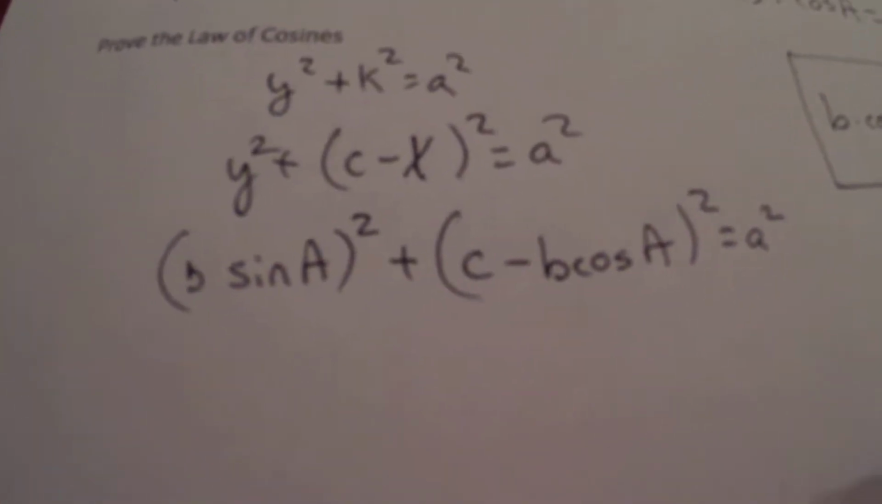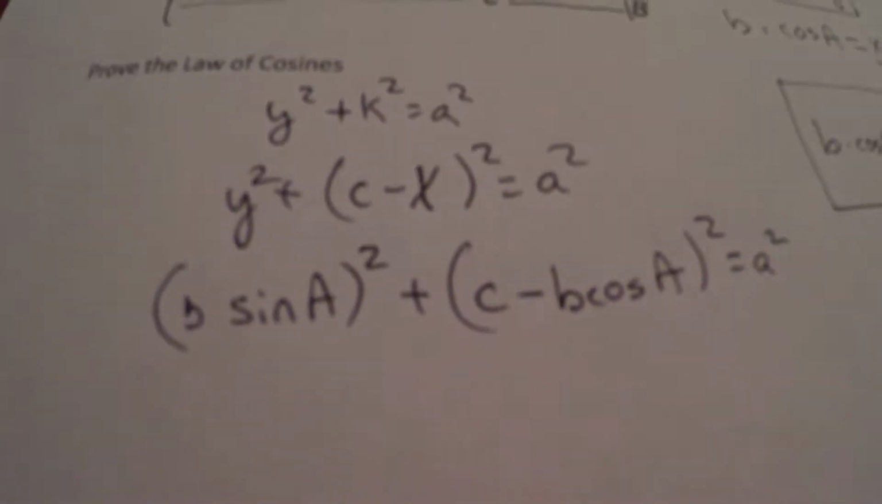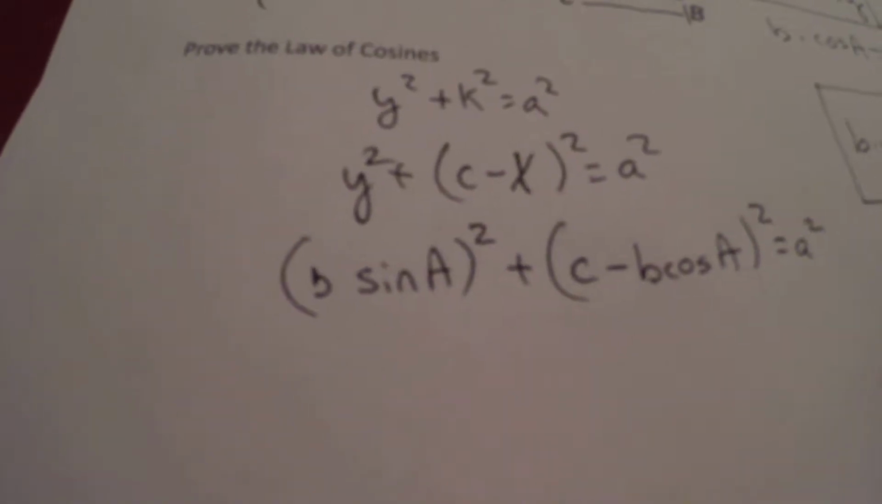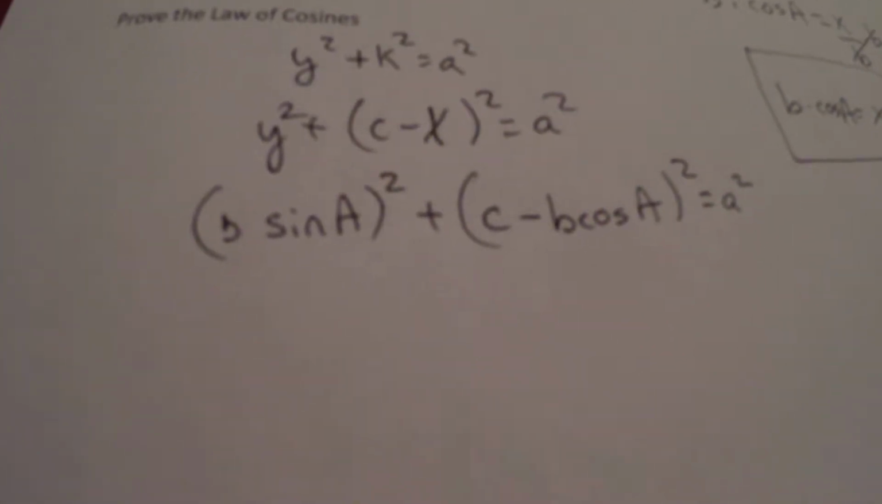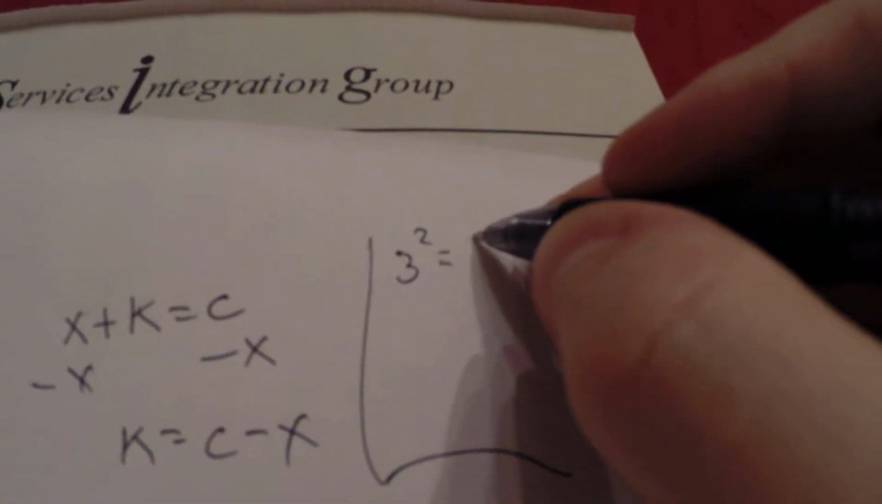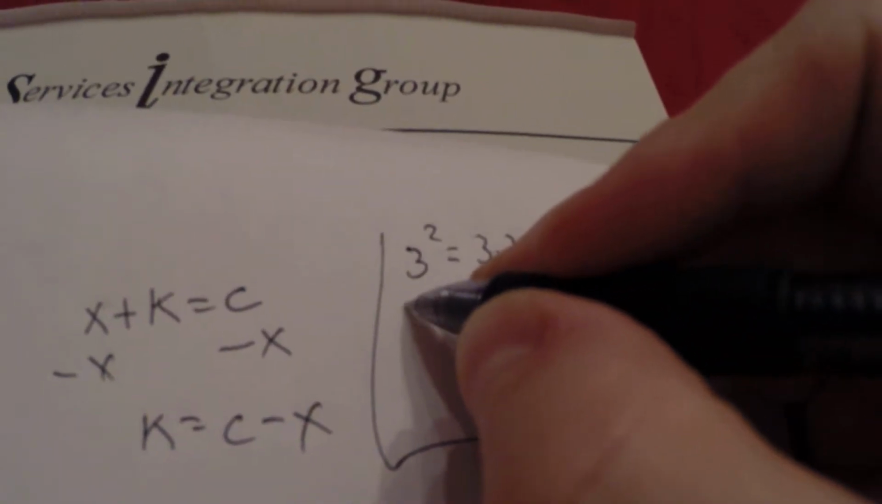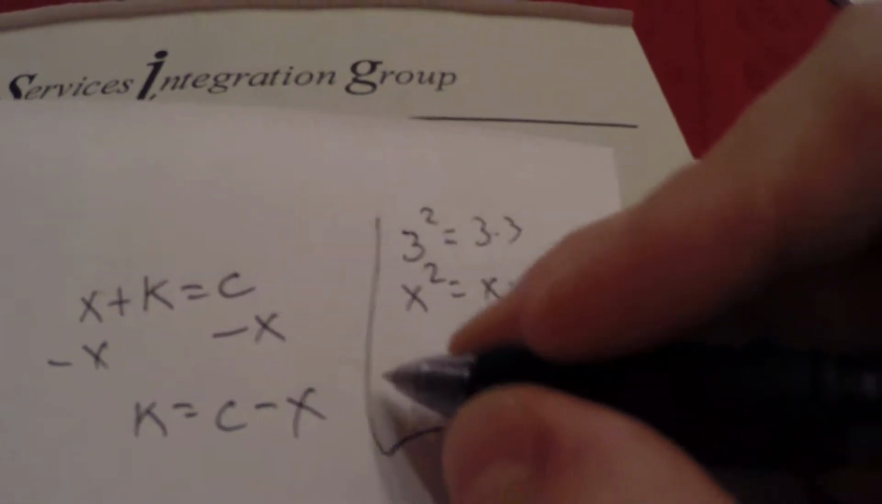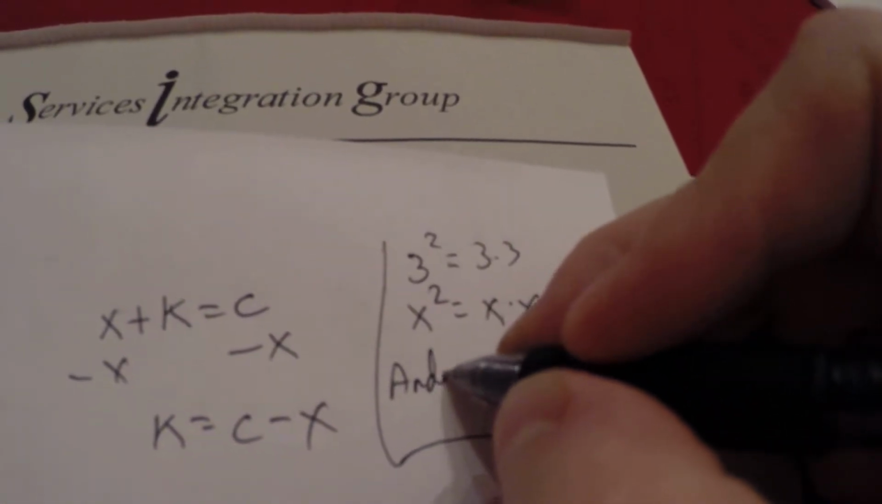Now what do we do? All right, so here's where things get interesting. You have to go back to Algebra 1 and think to yourself, what does it mean when I square something? What does it mean when I say 3 squared? That means 3 times 3. What does it mean when I say x squared? x times x. What does it mean when I say Anderson squared?